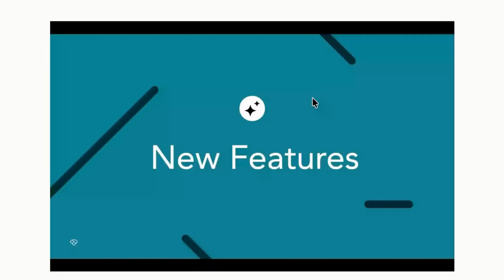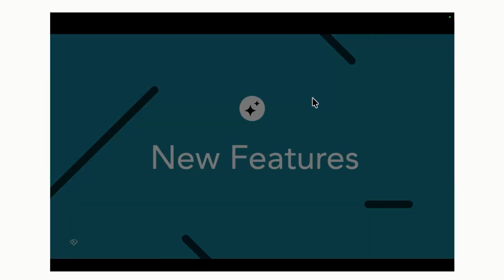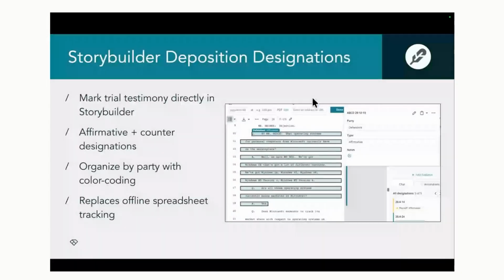Let's go ahead and dive into the new features. I want to start off with one of our biggest new additions to this release, which is Storybuilder deposition designations. If your team works heavily with depositions, this is a pretty meaningful update. Everlaw can now give case teams a way to mark deposition testimony for use at trial directly in Storybuilder, instead of managing that process outside of the platform.